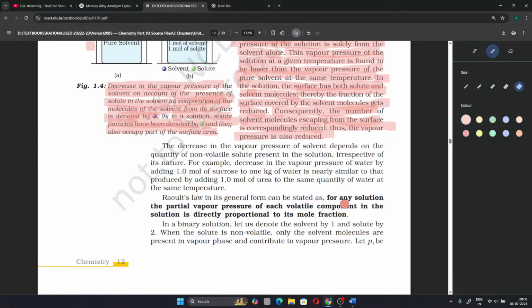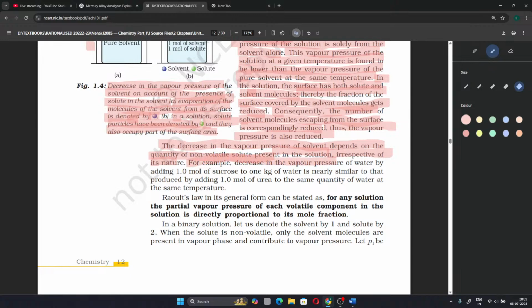The vapor pressure is also reduced. The decrease in the vapor pressure of the solvent depends on the quantity of non-volatile solute present in the solution. The higher the number of non-volatile solute molecules, the greater the decrease in the vapor pressure. Irrespective of its nature, it does not depend on the nature of the solute or the solvent. It only depends on whether the solute is non-volatile, and if so, it will decrease the vapor pressure of the solution.